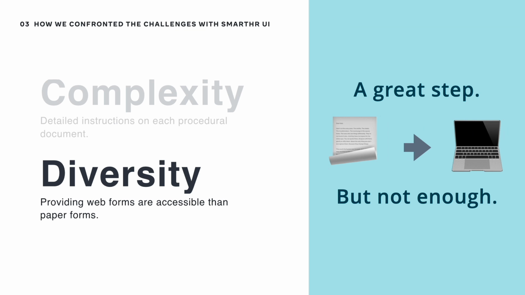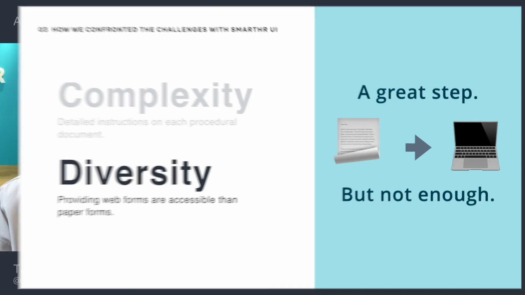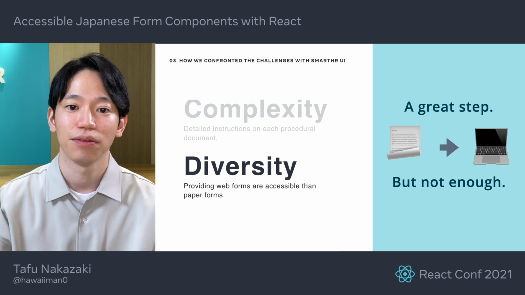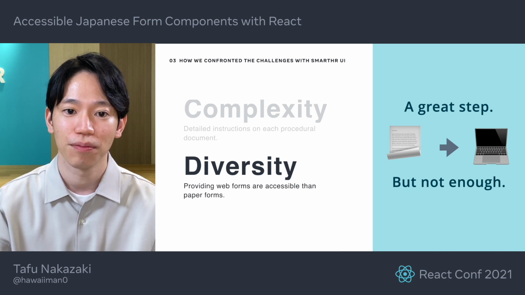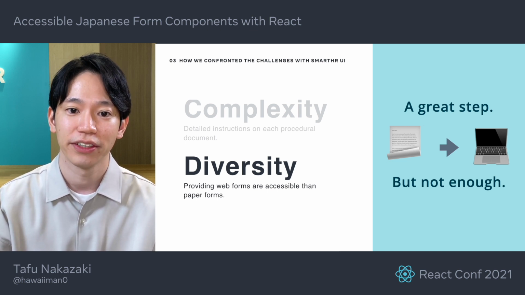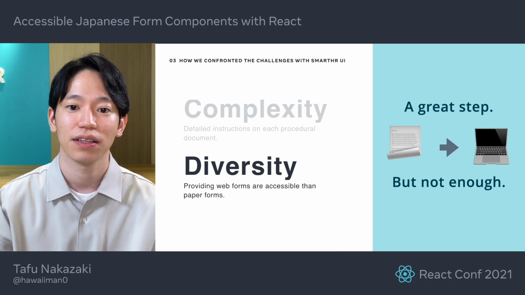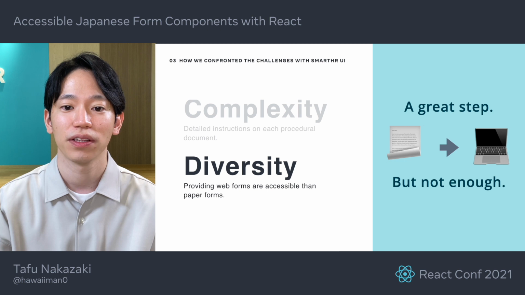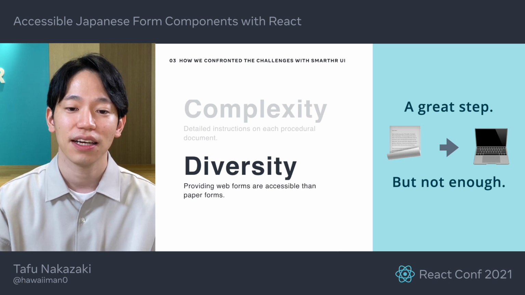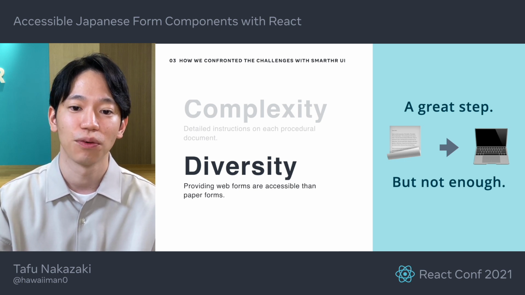Next is about the second challenge, user diversity. Specifically, I will talk about the issues of procedures that could only be carried out on paper. Paper-based procedures required human support, but with the web form, users can now choose screen readers and other options. However, this alone does not mean that the user is now aware of what they need to input, and this is not accessibility in the true sense of the word.